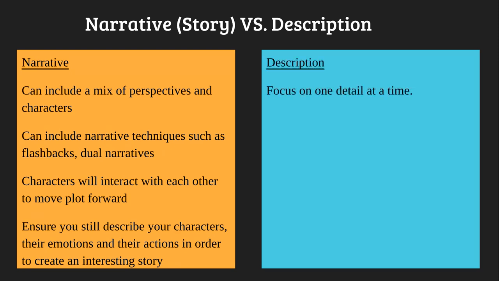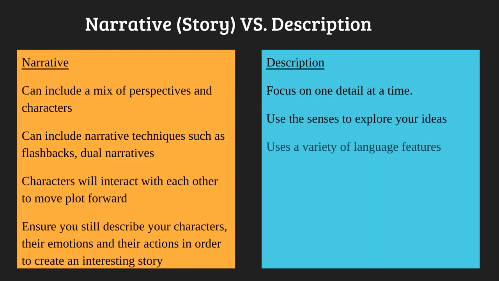There's no description there to build it. It's quite a dull story. So description then, focus on one detail at a time. We use the senses to explore our ideas, a variety of language features, and choose a perspective and stick to it. Obviously, in a narrative, we can be a bit looser with that. And we show, not tell, because we're using our language features to build that description. Both of them would require correct paragraphing and all that technical accuracy. So essentially, if we get a narrative task, we do the blue and orange boxes. If we get a description task, we do the blue box only. We don't mix and match. With a narrative task, you would do everything in the blue box as well as aspects of the orange box. When you get a description task, you would do the blue box only.